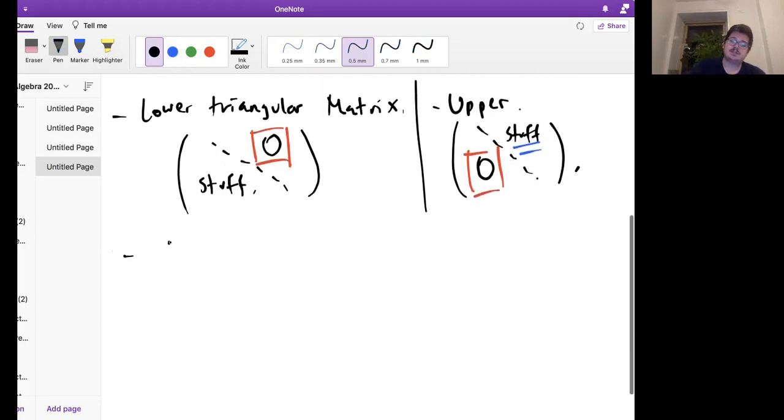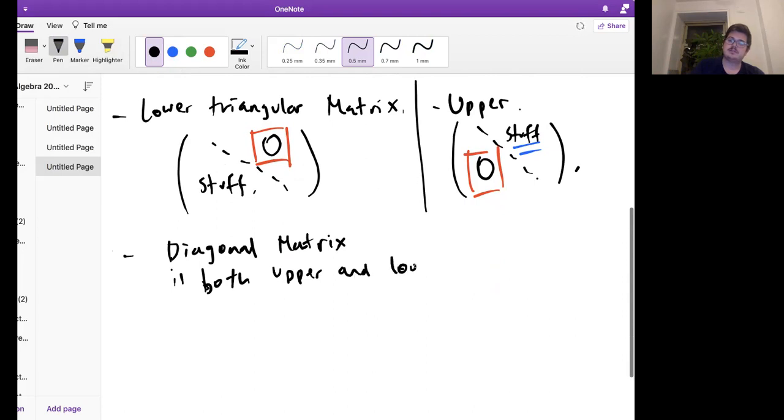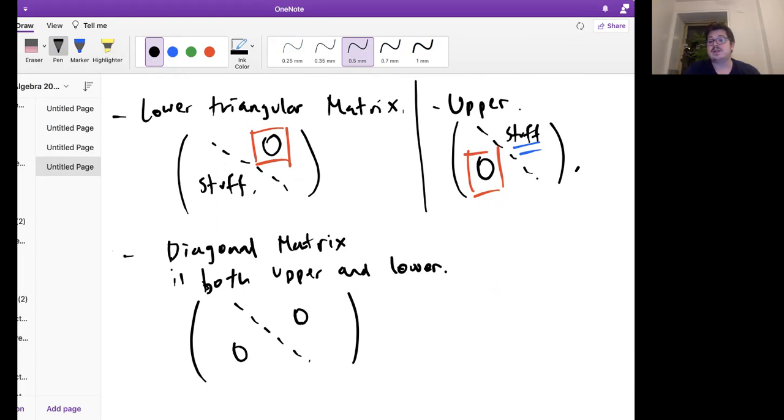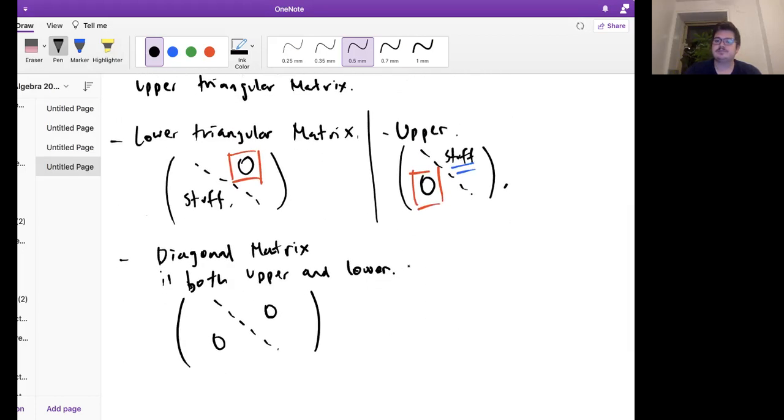So a diagonal matrix is both upper and lower. You have stuff on the diagonal with zeros on either side of the diagonal. Okay, so questions on that definition? It's a very not mathy definition, right? I'm using the word stuff and just kind of drawing some pictures.